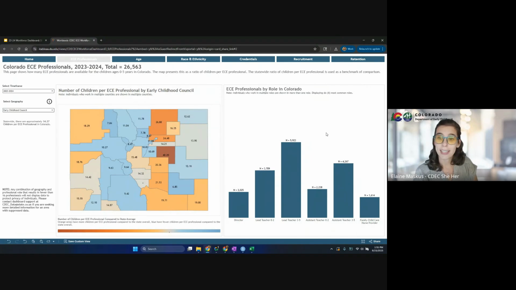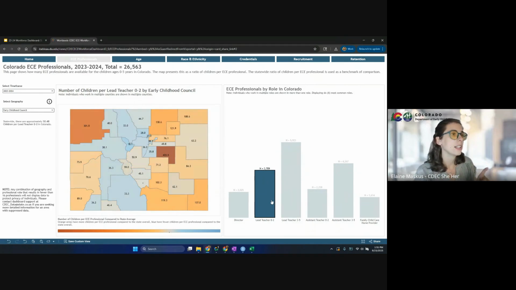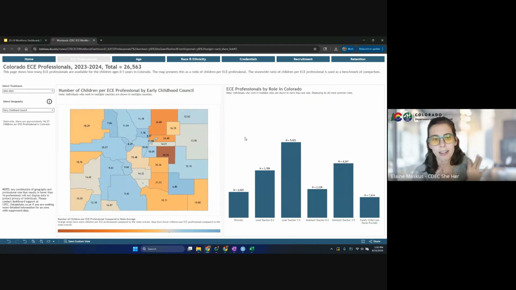And then one thing that is really exciting about this dashboard is that it's interactive. So if you're curious about what the distribution of lead teachers across the state is, you can click this bar on the right-hand side and the map will update on the left-hand side to just show infant and toddler lead teacher child to professional ratios. And then if you click outside of that bar, it will reset. There's a lot going on underneath, so it takes a second to reset.